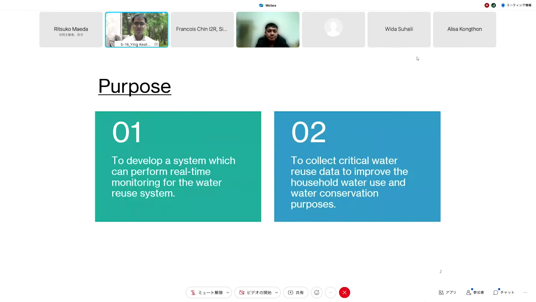The purpose of my project is to develop a system which can perform real-time monitoring for the water reuse system. The second purpose is to collect critical water reuse data to improve household water use and water conservation.